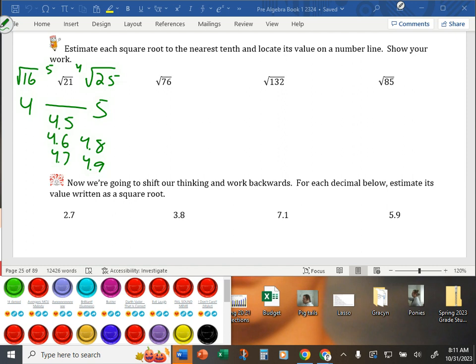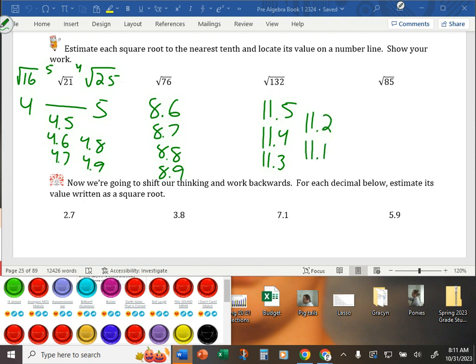Root 76, I think that was on the homework check as well. You should have somewhere between 8 and 9, closer to 9 than to 8. So we'll go with these four answers here. Root 132, this was on the homework check as well. This is pretty much in the middle of 11 and 12. It is just a little bit closer to 11. So I would accept 11.5 or 11.4, 11.3, 11.2, or even 11.1.